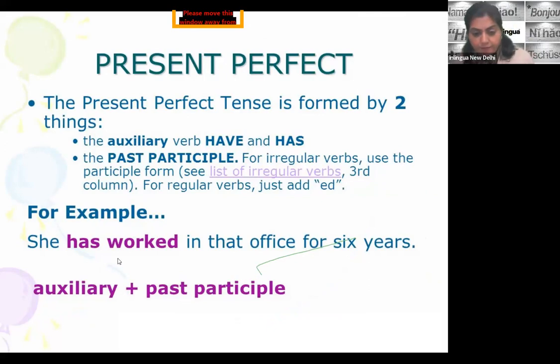For example, she has worked in that office for 6 years. Now, we know the duration of her working. 6 years, she has finished 6 years in that office. But when did she start working? We don't know. If you look at the purple colors in this sentence, she has worked, because we are using the word has for a third person, she.